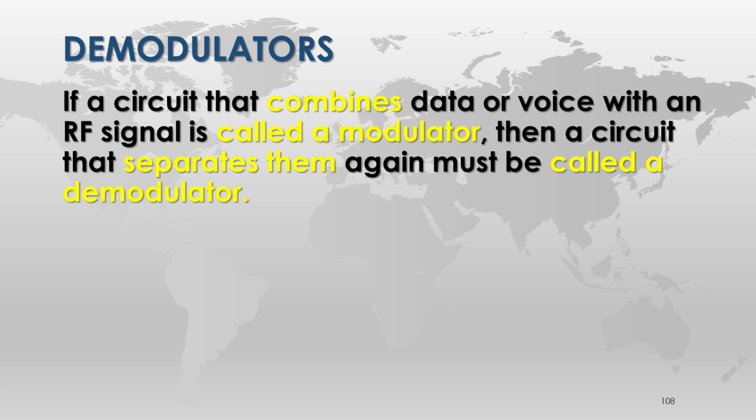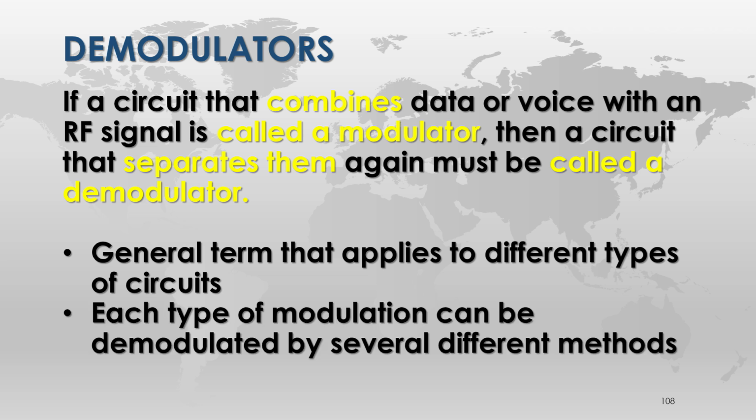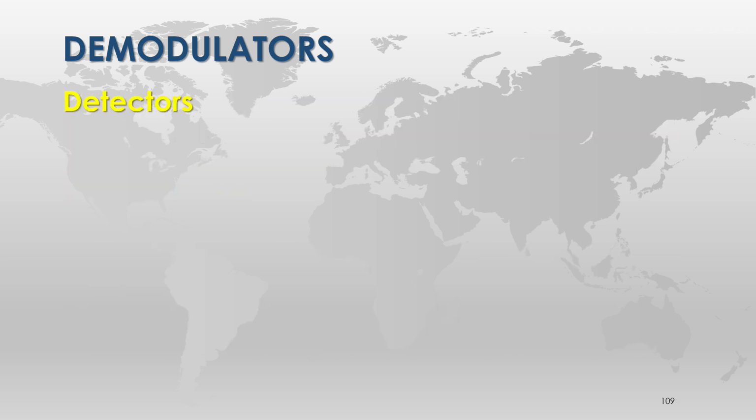If a circuit that combines data or voice with an RF signal is called a modulator, then a circuit that separates them must be a demodulator. You guys are all going to get that question, right? General term that applies to different types of circuits. Each type of modulation can be demodulated by several different methods.